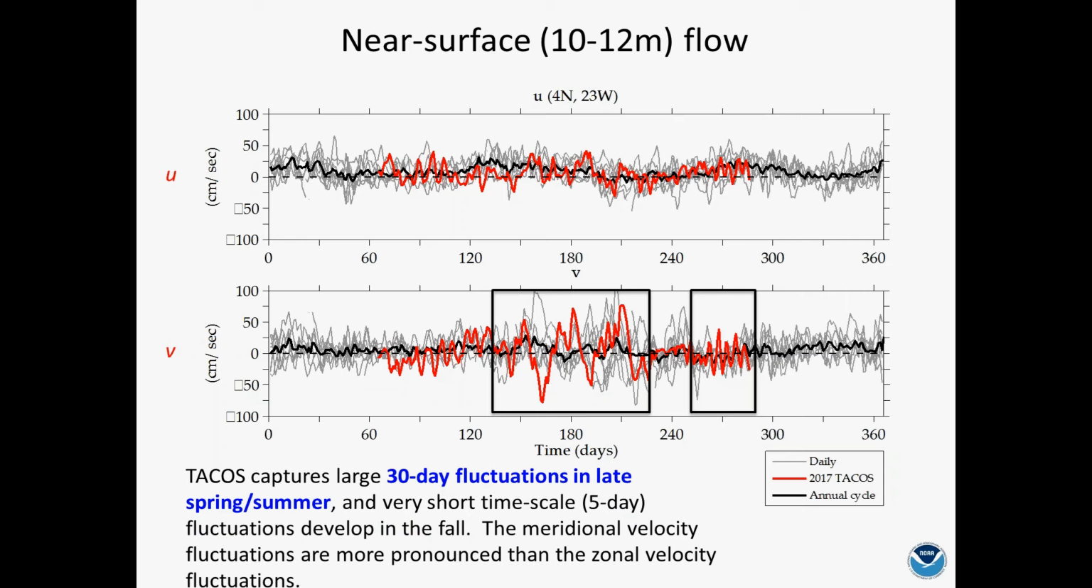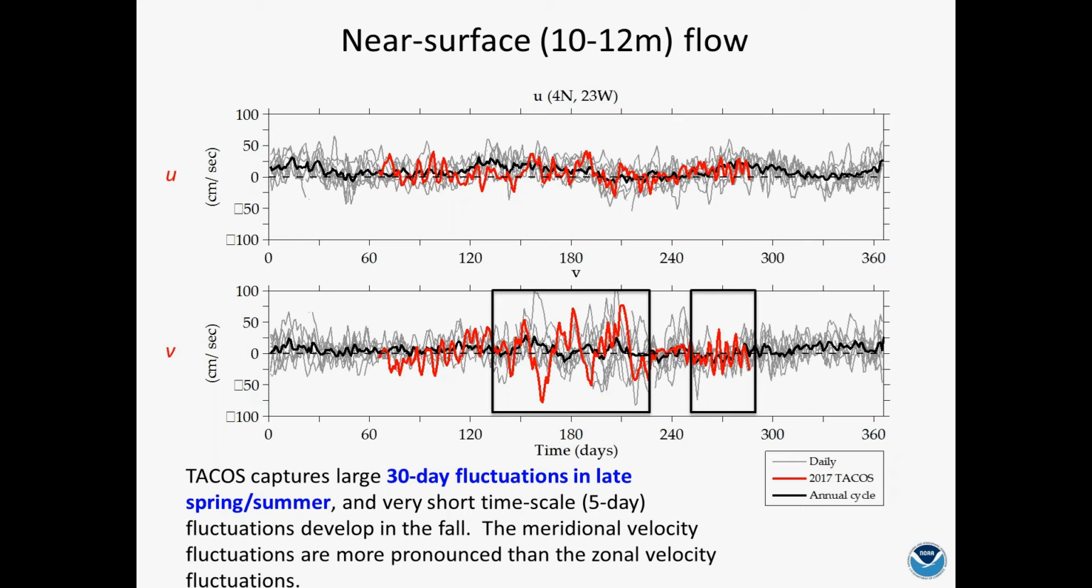Okay, the other thing that you see is that during the TACOS deployment, we captured these three large 30-day fluctuations in late spring and summer. And we also have these kind of smaller perturbations in the second box that are about 5-day timescales that develop in the fall. And they're much larger in the meridional component of the velocity than they are in the zonal component, which is kind of different from what we've known from the equatorial region. Usually in the equatorial region, right on the equator, the story is all about the zonal currents. And here, what's fascinating and interesting is that the story is about the north-south currents in terms of the variability.